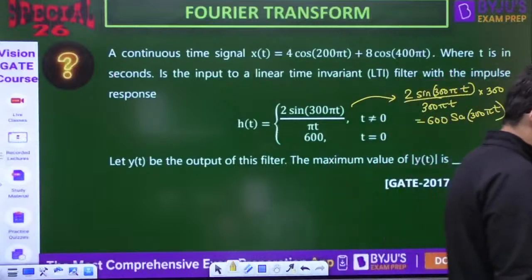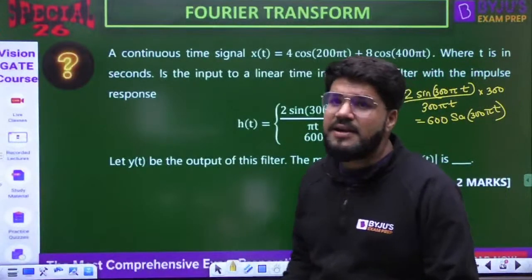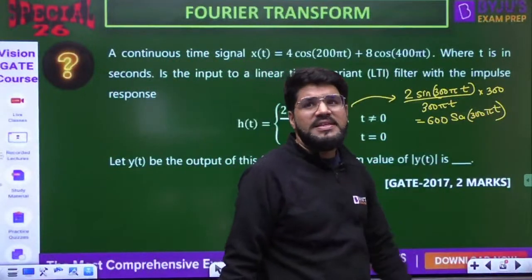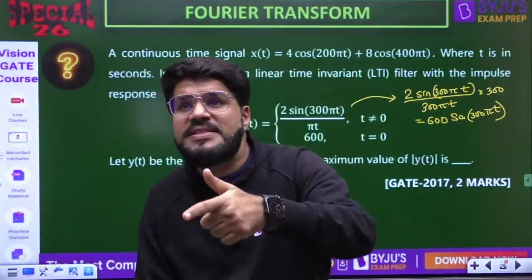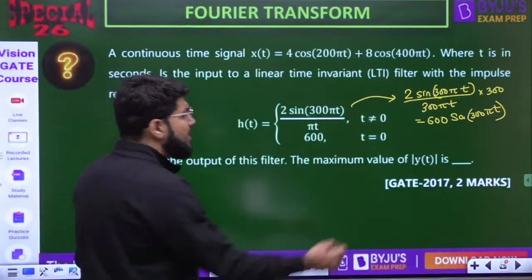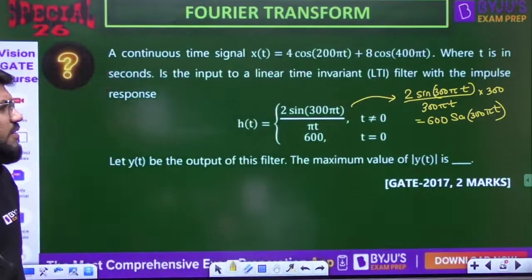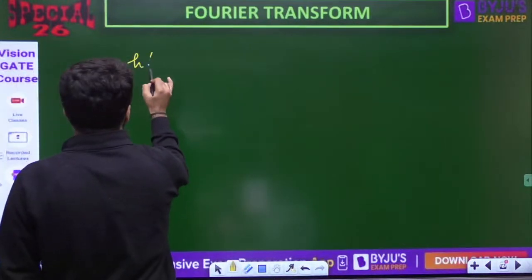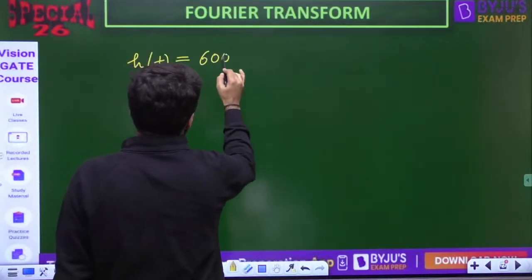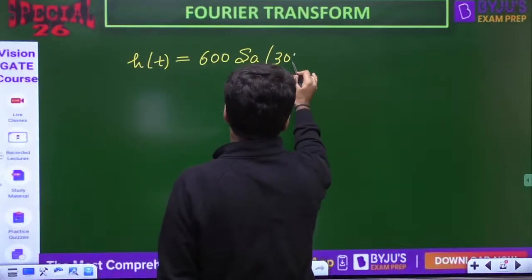Of course, the second part which is mentioned is not required. They have mentioned it for clarity because we know the value of sampling at origin. At origin, it is the case of sin 0 by 0. Limit theta tending to 0, sin theta by theta is 1. So automatically 600 into 1 will be 600. They have mentioned it for clarity, but that's okay even if they don't. So the impulse response h(t) given to you, dear, is 600 sampling function 300 pi t.